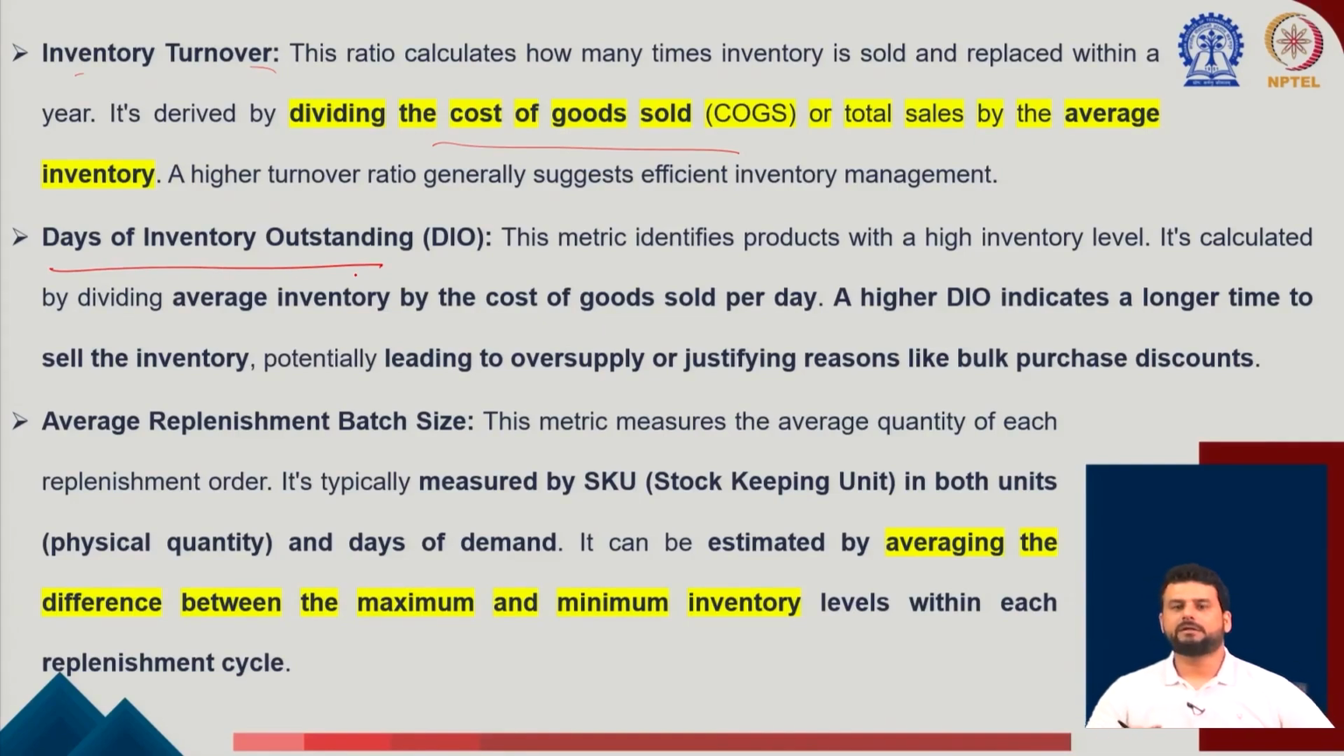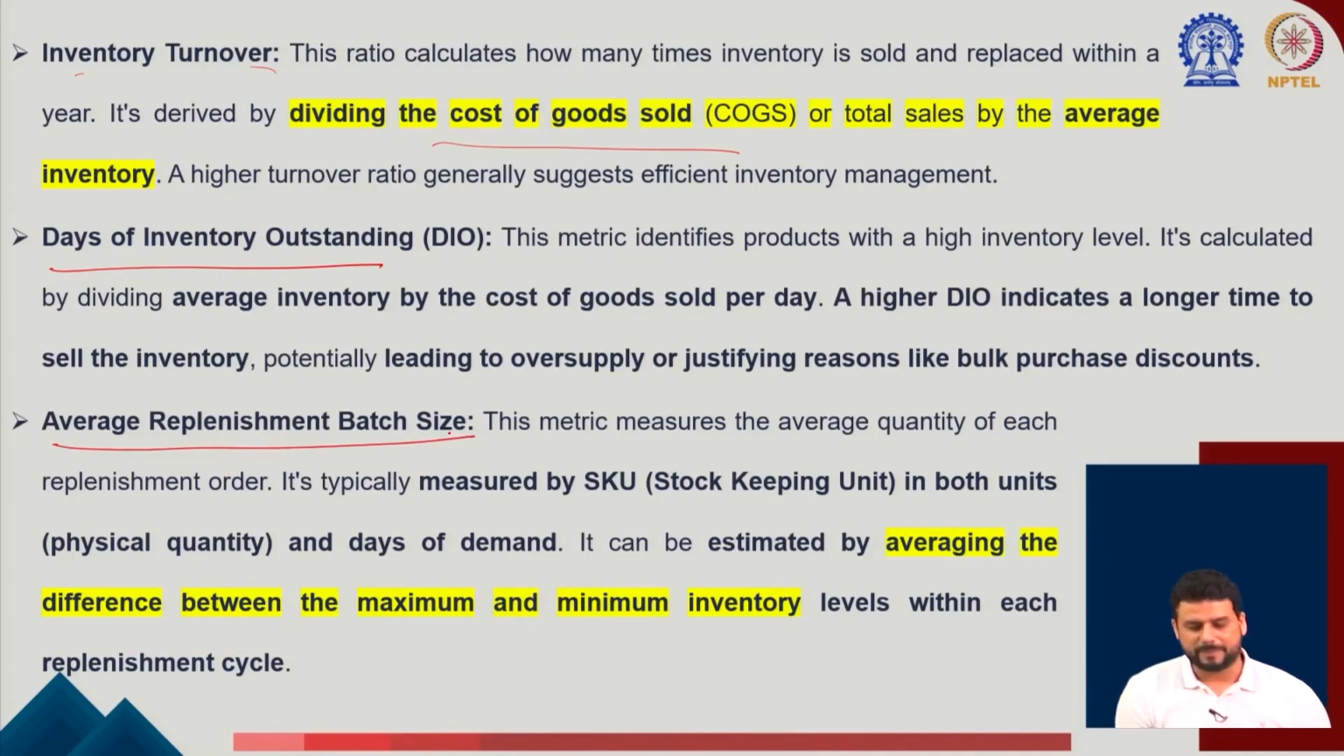A higher days of inventory outstanding indicates a longer time to sell the inventory. So, that means you are not able to generate enough demand, so you need to stop producing excess inventory, maybe because you are not able to consume that.